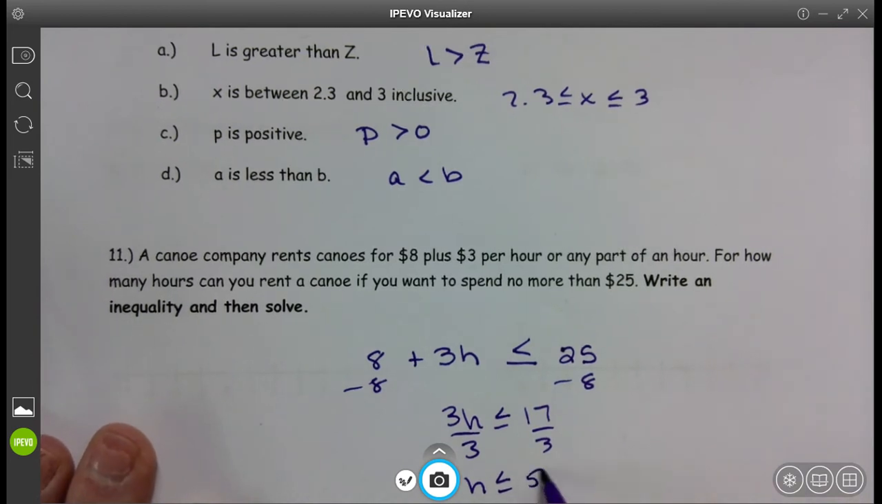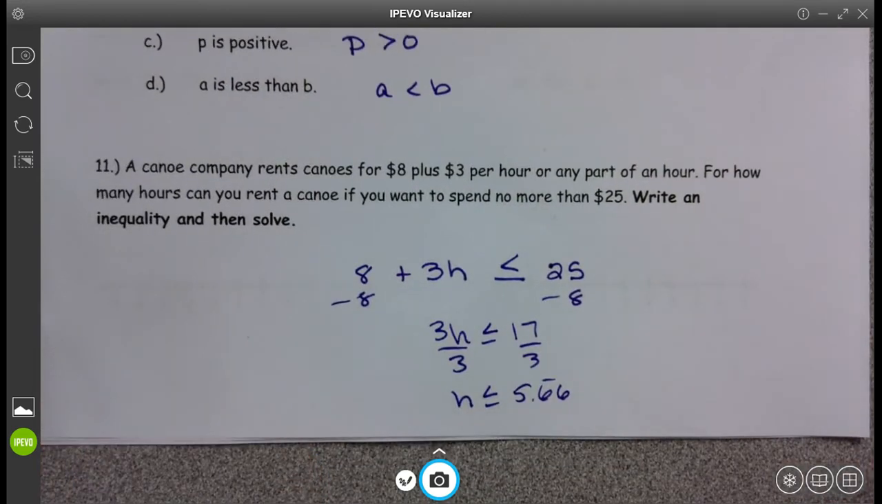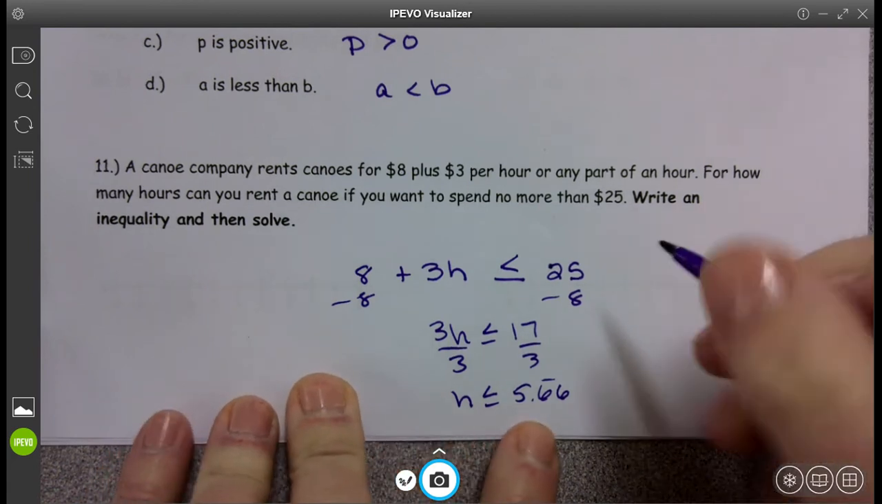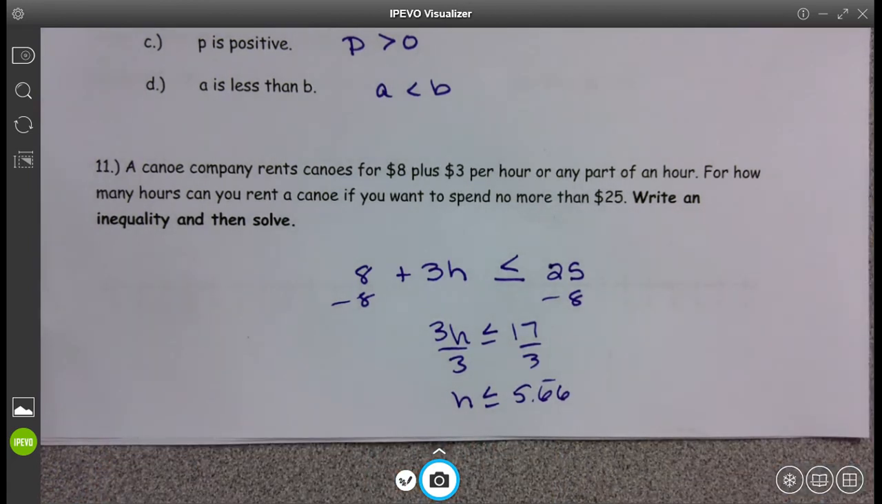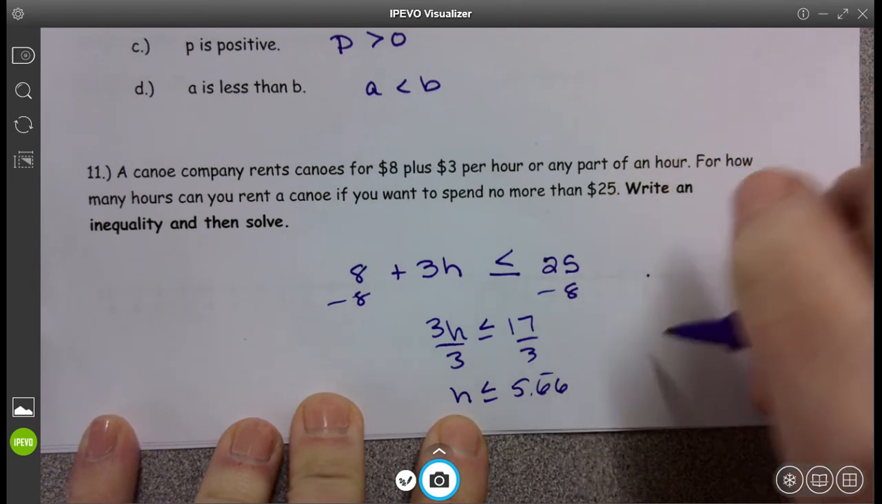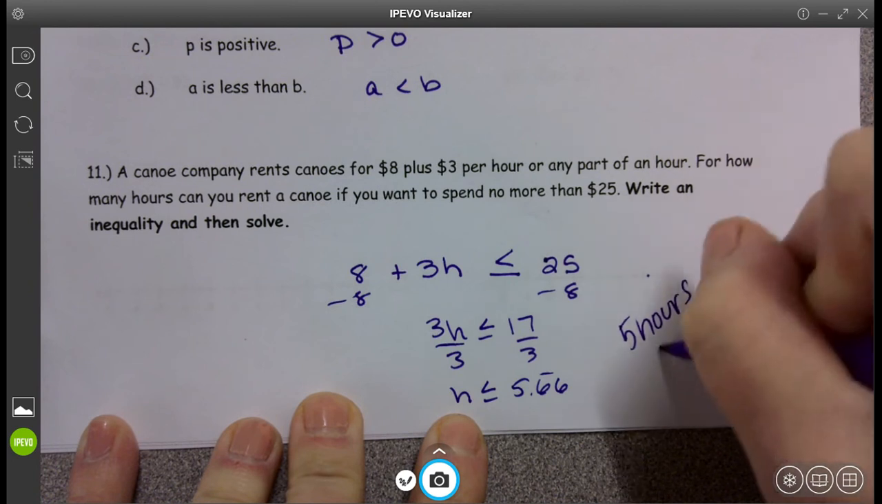It's about 5.6 repeating. Well, we can't rent it for 5.6 hours. So it has to be less than 5.6 hours. So we have to say it has to be less than 5 hours because we can't round up, we can't buy more of an hour that we don't have. So for how many hours? 5 hours or less.